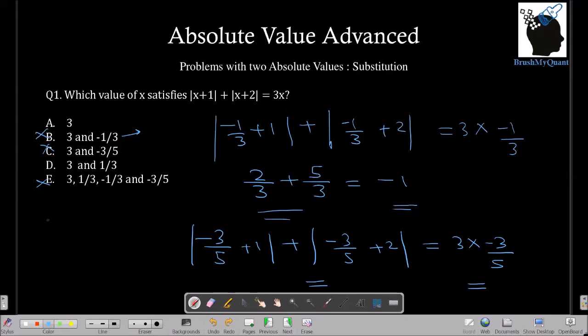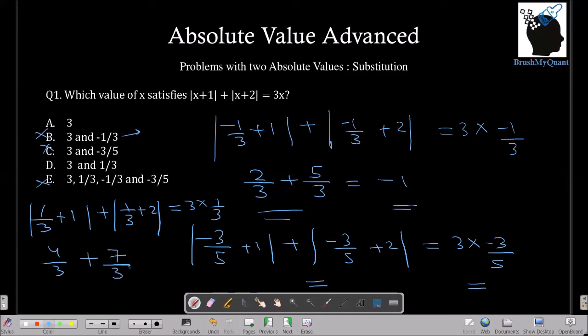So let's try out 1 by 3. To have mod of 1 by 3 plus 1 plus mod of 1 by 3 plus 2 is equal to 3 into 1 by 3, which is nothing but 4 by 3 plus 7 by 3 is equal to 1. Definitely that is not true. So the answer is option number A.